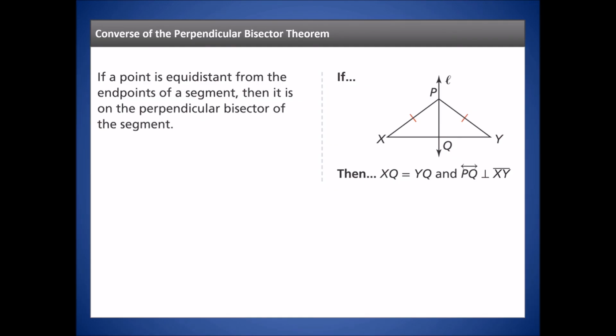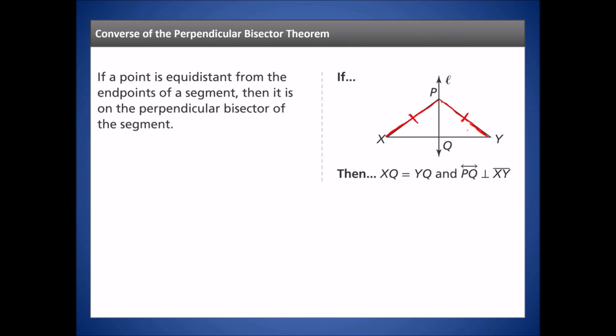All right, so now that we've demonstrated or investigated the converse of the perpendicular bisector theorem, we want to go ahead and just kind of formalize it. So we have, according to the theorem, if a point is equidistant from the endpoints of a segment, so therefore it's the same distance here, which is why they mark it with the tick mark here. So basically these two distances are equidistant. Then it is on the perpendicular bisector of the segment.